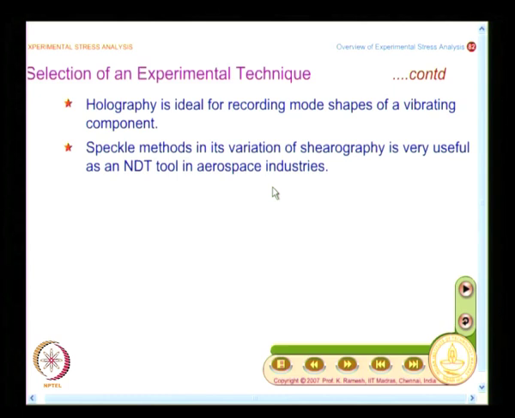And I have already cautioned that if you see butterfly fringes, you should not be happy, you should rather be sad that you have so many delaminations and you need to go and repair it, then inspect, and only then send. So, you have to be very careful about that.